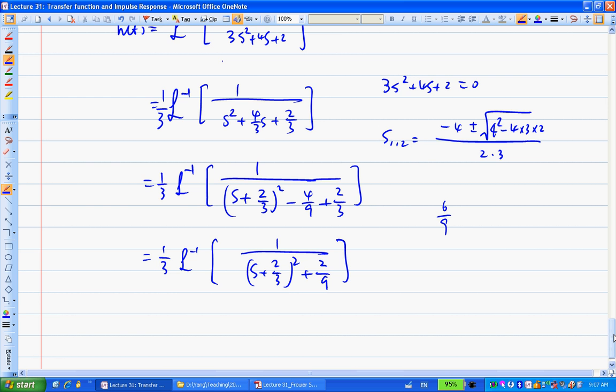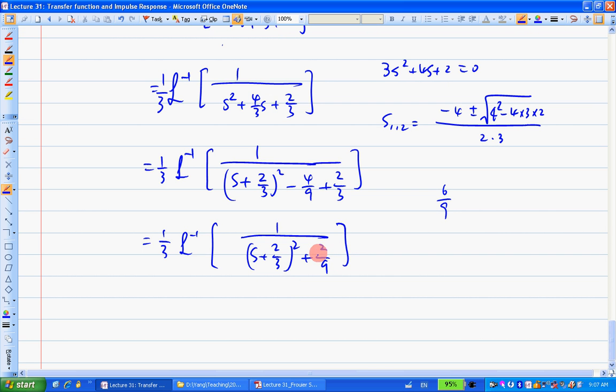Okay? And what we're going to look for is the inverse Laplace transform. So I think what's coming into your mind, you should use which one? The sine omega t Laplace transform. So for this particular 2 over 9 here, which is what? Which is root 2 over 3 squared. Okay?